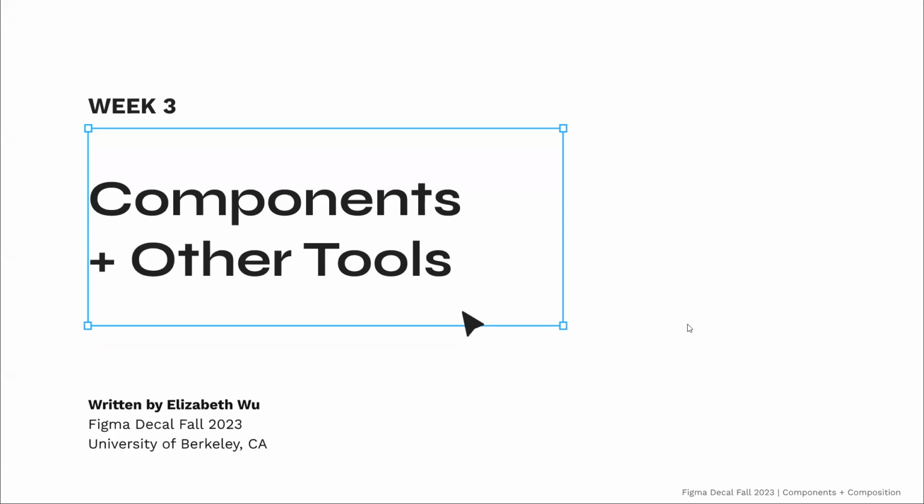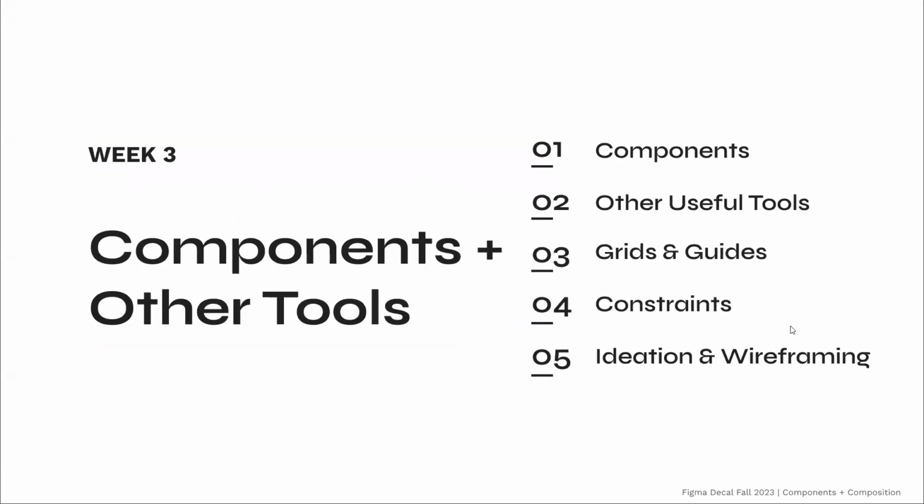Hello. Okay, so this week we are going to be going over components and other tools of week 3. As a basic overview of what this lecture is going to be, there's going to be 5 main sections. It's going to be components, other useful tools, grids and guides, constraints, and ideation and wireframing.